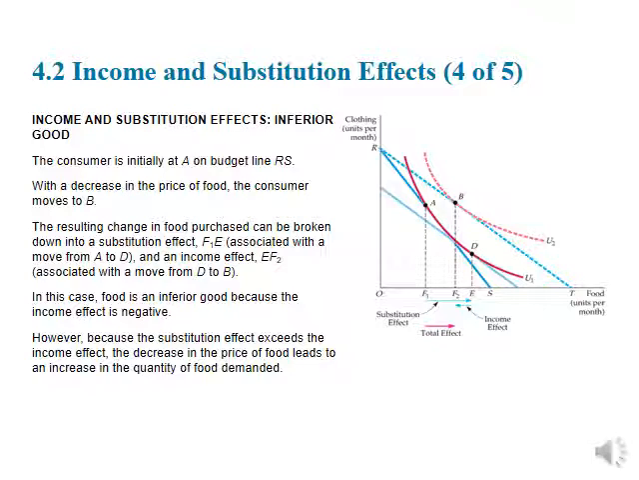Same setup as before. The consumer is on this initial budget line going from point R to point S, this dark blue budget line, and they're initially consuming market basket A. As food gets cheaper, it's as if they're on a new budget line with the same indifference curve, this indifference curve, U1, but this new budget line, this light blue one, and they start consuming market basket D. That's our substitution effect.